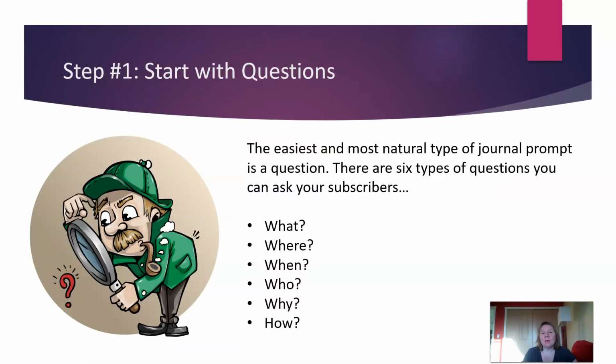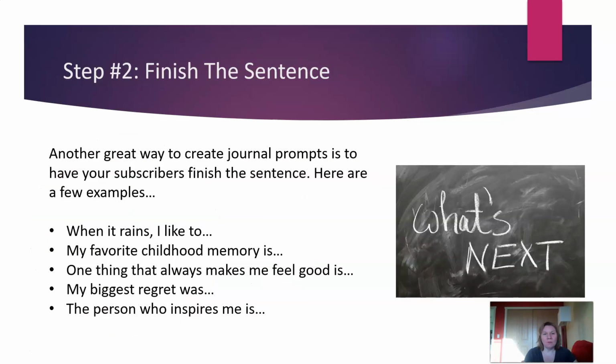If you're thinking about what type of prompts you want to use, you would probably want to just start with some questions. These are the easiest and the most natural type of journal prompts. You can ask questions based on what, where, when, who, why, or how. For example, if you are helping somebody make healthier eating choices, you can ask them, what are the reasons that you feel that you overeat, and where do you often overeat, if you're focusing on overeating. What time of day does that often happen? So you can go through and tailor those types of questions.